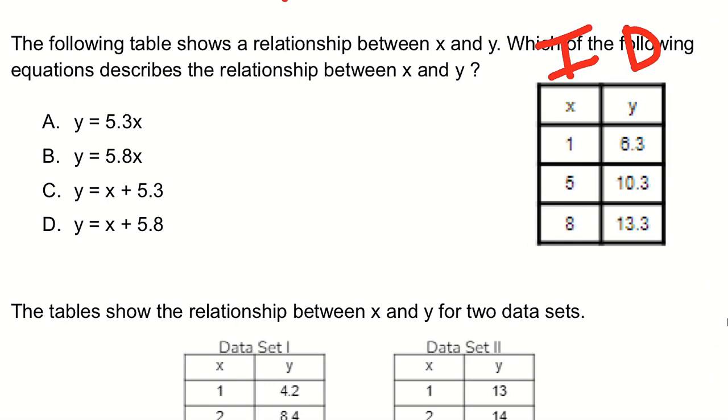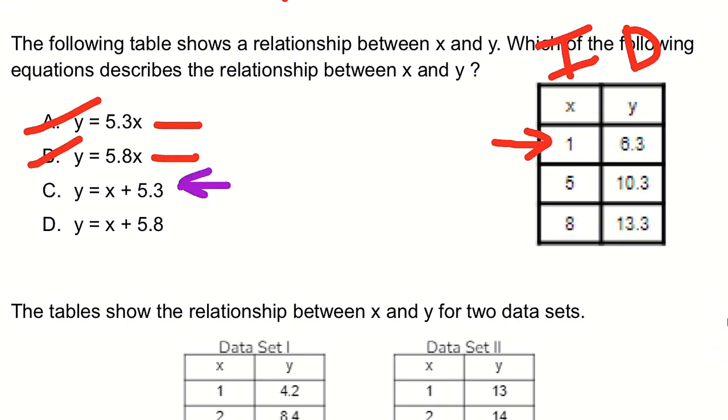Okay, so I'm going to start right here with A, and this is 5.3 times X. Well, I'm going to look here, and 1 times anything is itself, and that does not work because it equaled 6.3, so I'm getting rid of A. For B, I'm looking at 5.8 times 1. I'm going to use that 1 again. Oh, that one didn't work either. Now I'm going to do Y equals X plus 5.3.